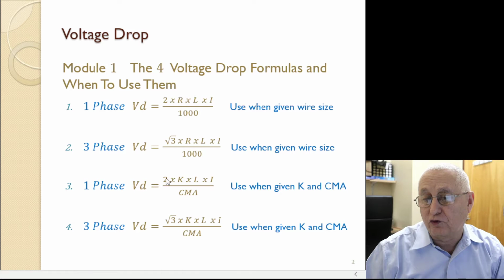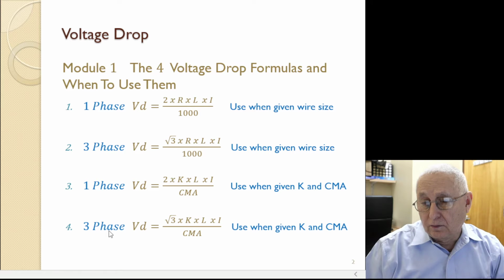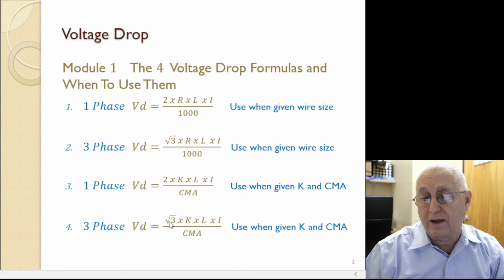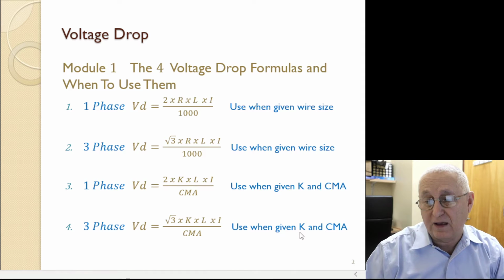This is voltage drop, which is 2 times K times L times I over CMA, circular mil area. We use this when we're given K and CMA on an exam, or we calculate K. The 3-phase form is the same thing. The only thing is we're multiplying by the square root of 3 instead of 2, so it's square root of 3 times K times L times I over CMA. Again, we use this when we're given K and CMA.